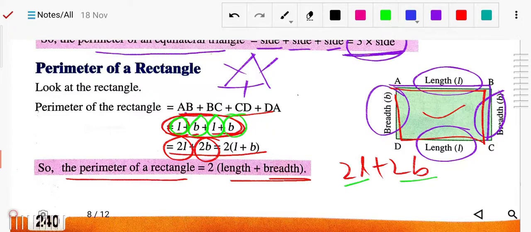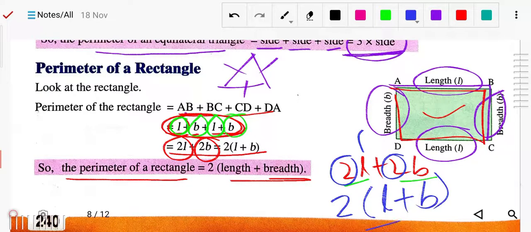Now what is the arrangement done? This 2 is common in both, so 2 is taken out. Now what is left is l plus b, so that's the formula: 2 into l plus b. So the perimeter of a rectangle is 2 into l plus b, and you have to learn this.